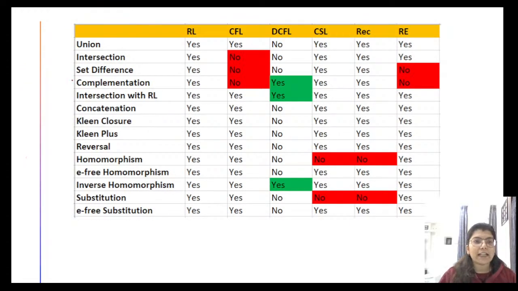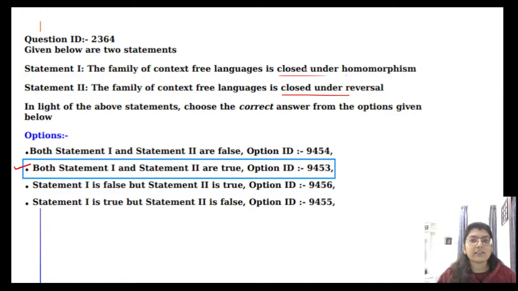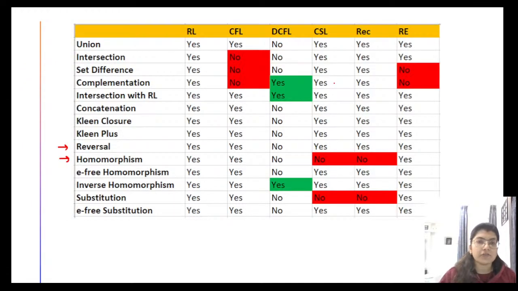I have told you that this is a very important table. This is the closure table, right? And if you see here, they have given reversal and they have given homomorphism, and in both reversal and homomorphism, CFL is closed. Okay, and this is what they're saying, that CFL is closed under homomorphism and closed under reversal. So this is also true. Okay, so how you have to learn, I have told you that regular is closed under everything. Okay, regular is closed under everything.